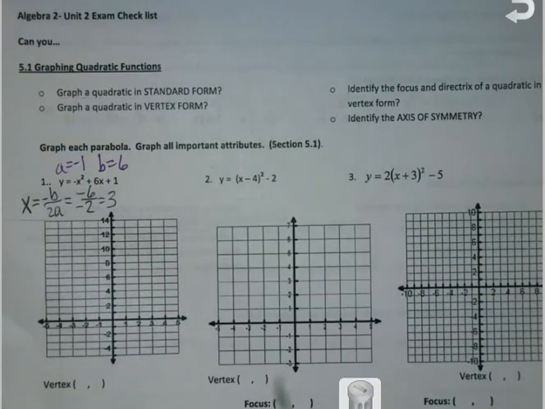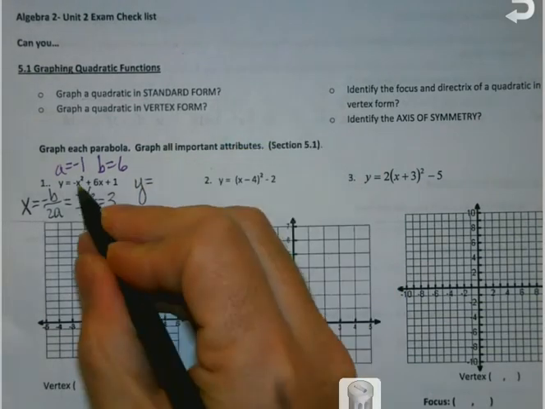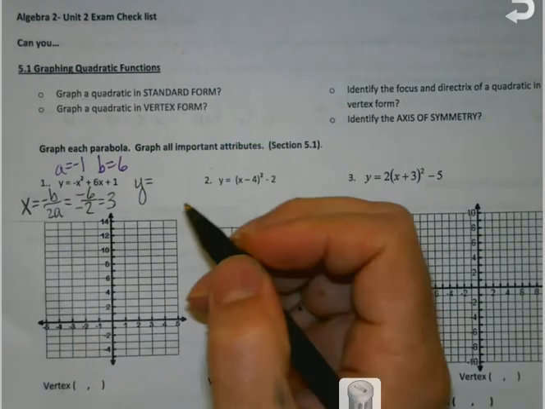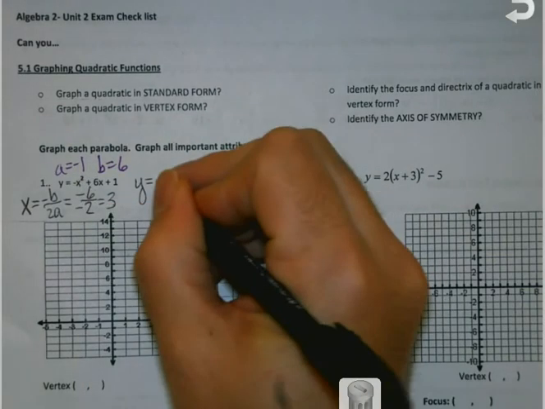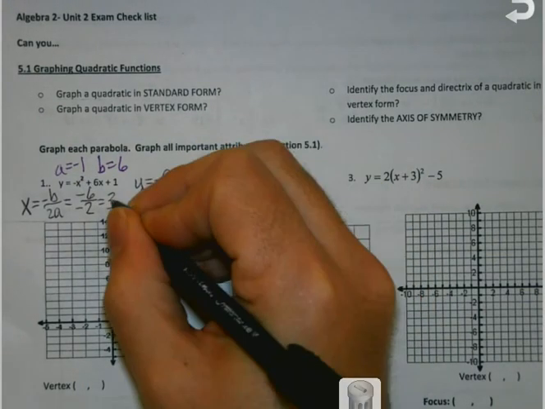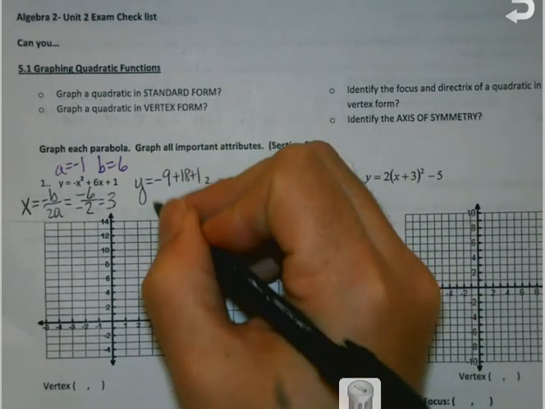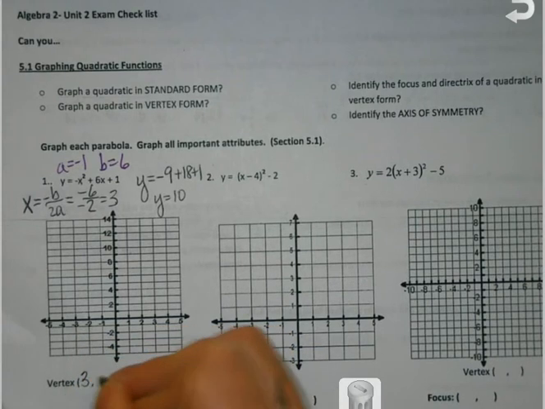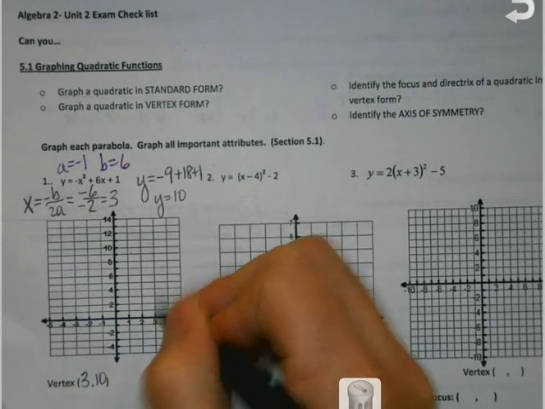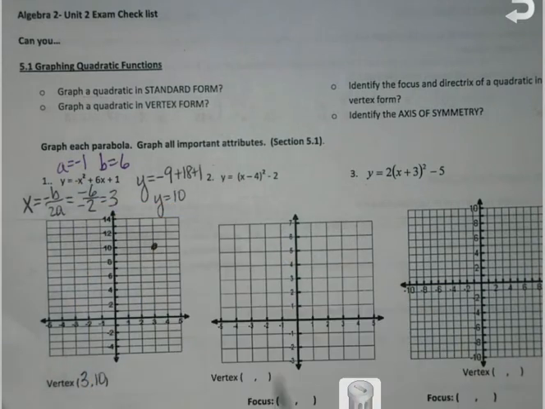And then again, to get the y value, I can either plug 3 in each place for x, or I could go to the calculator. Well, I'm going to just go ahead and plug it in. So 3 squared is 9, but there's a negative there, so it would be negative 9. 3 times 6 is 18, plus 1. 19 minus 9 is 10. So my vertex is at 3, 10. Now notice, negative a value means this is opening down.